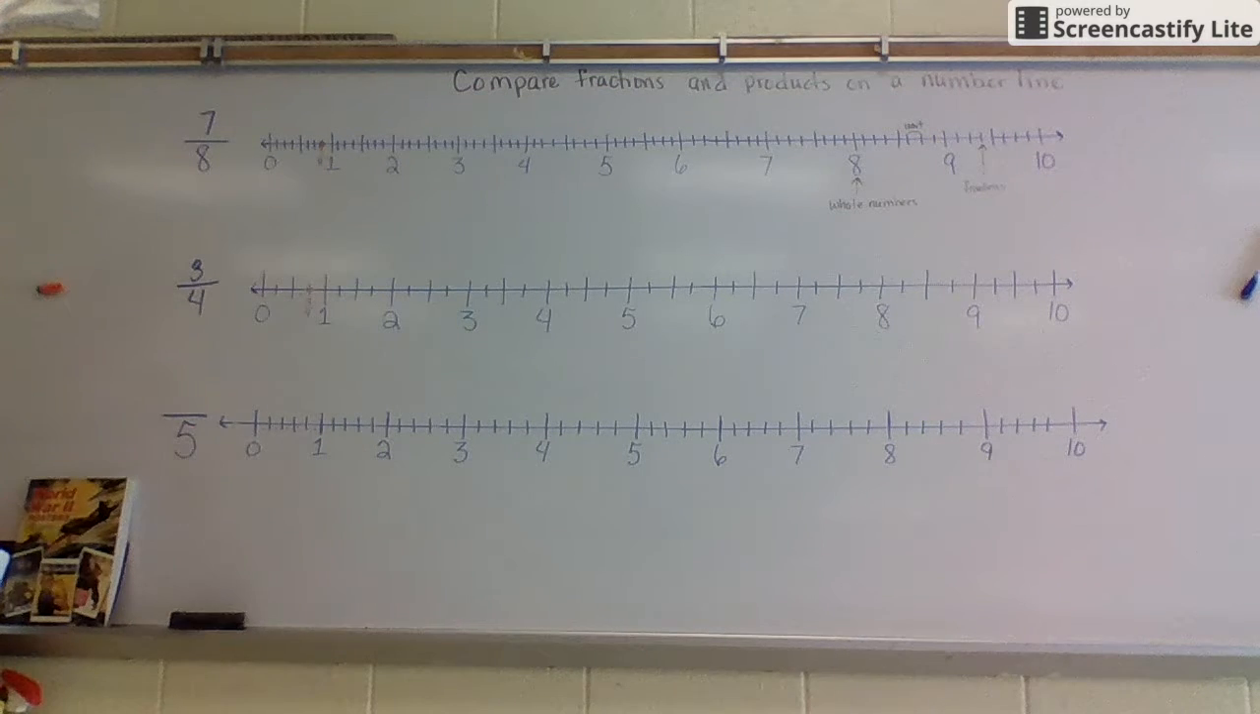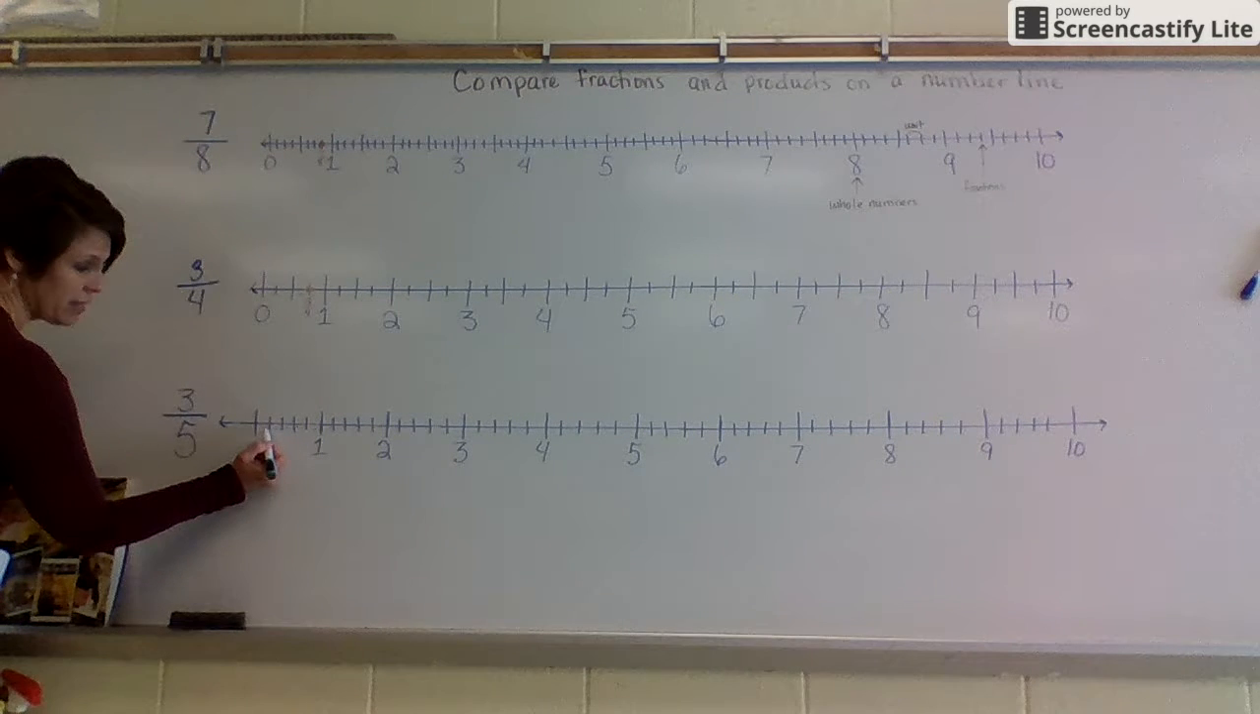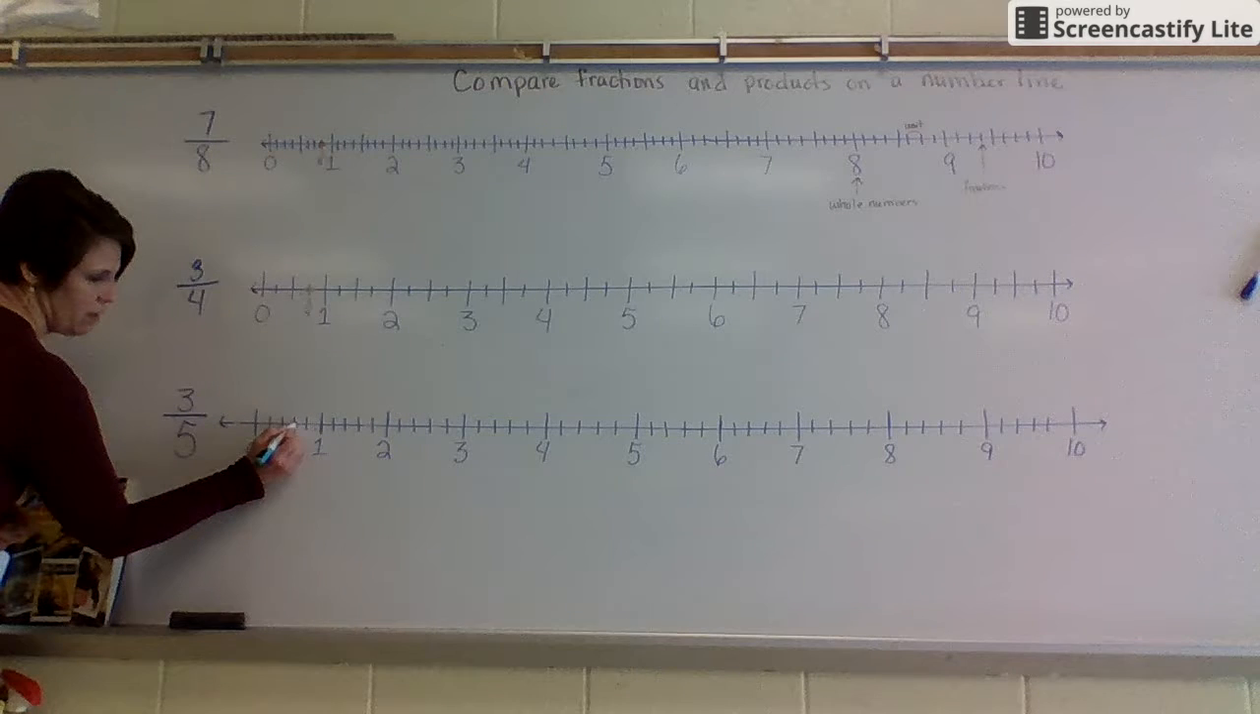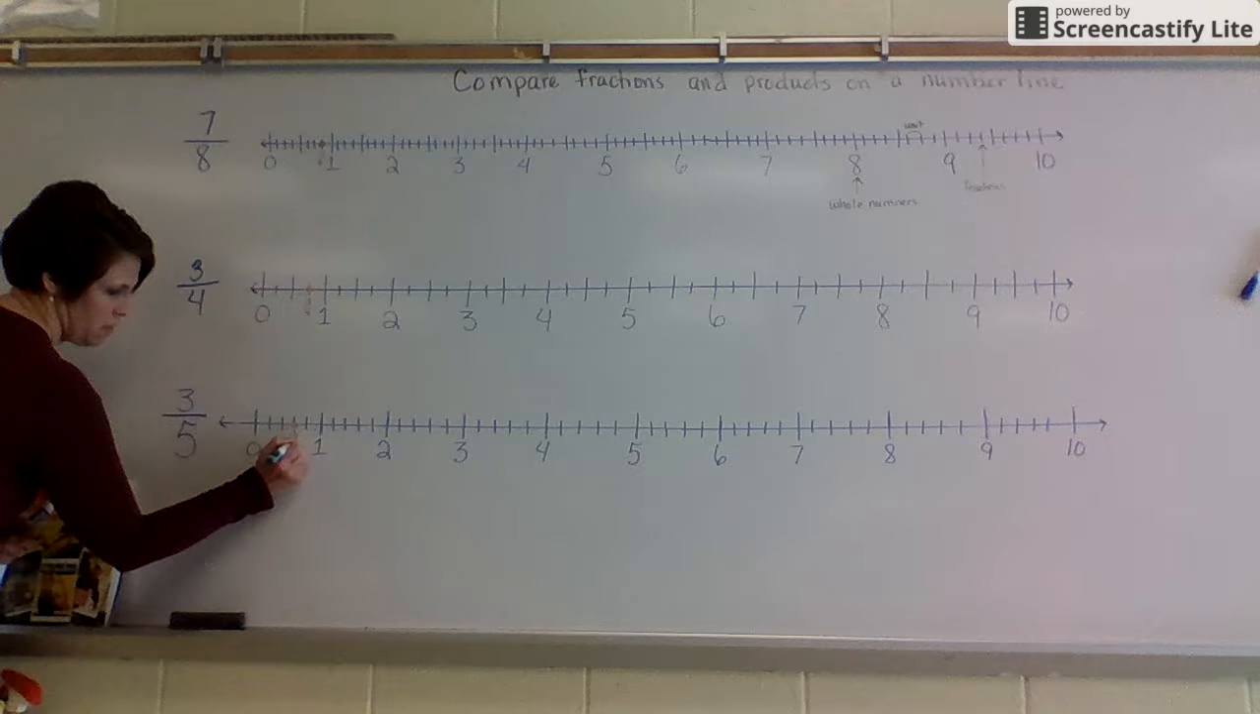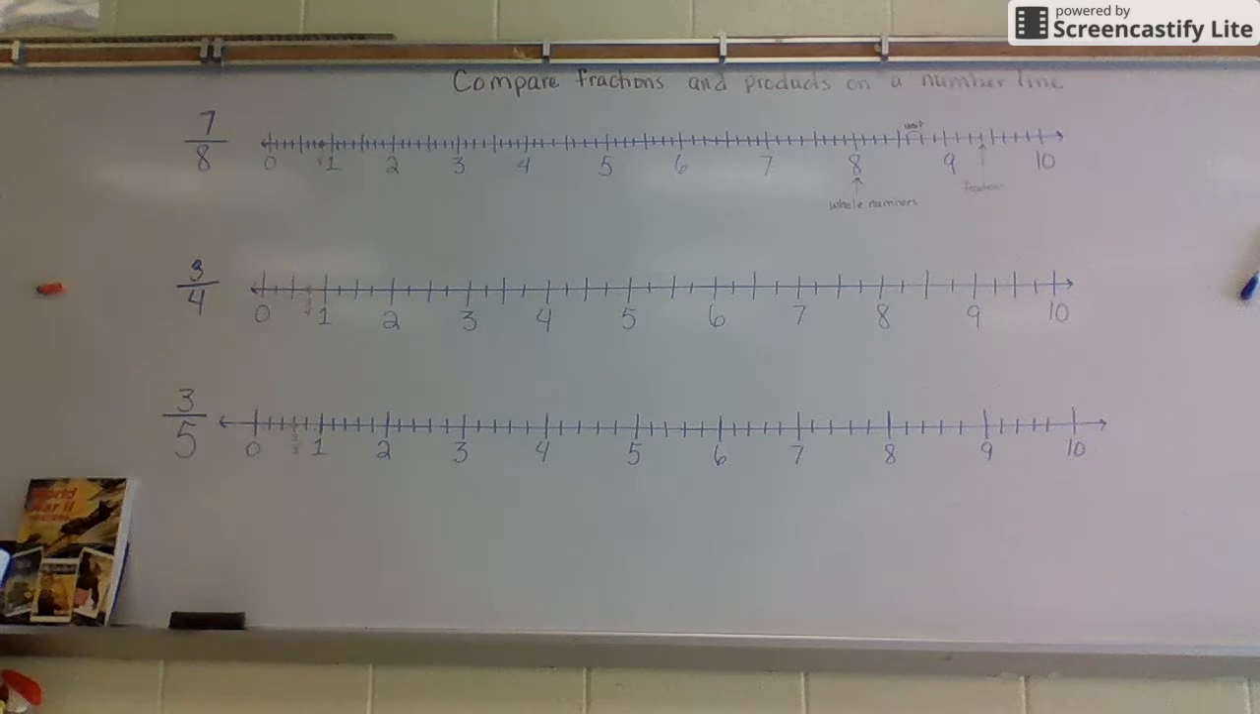So that's my denominator. I would like you to, with the same colored pencil, mark 3/5 on that number line for me. Mark 3/5 on that number line. I'm going to have to count my units or my tick marks, 1, 2, 3. And I'm going to mark it with that same color. And it would be 3/5.